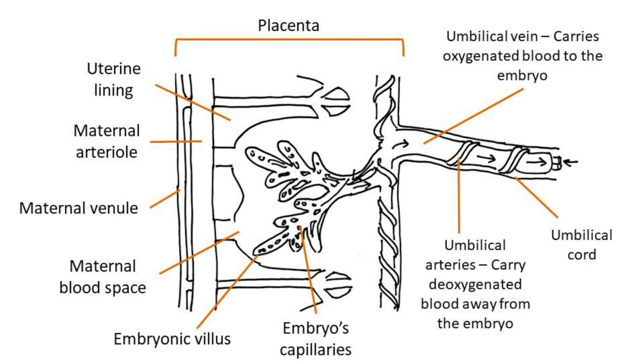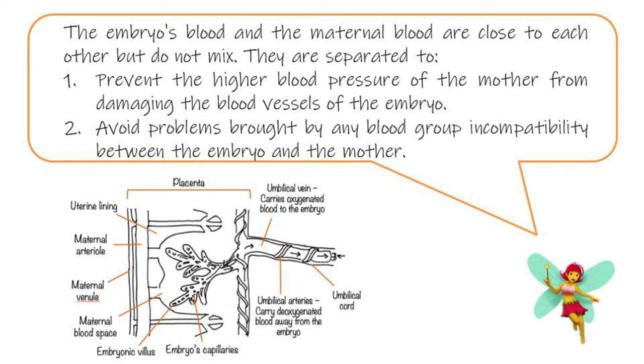Inside the embryonic villi of the placenta are the embryo's capillaries. The villi are extended into the maternal blood space within the uterine lining. The embryo's blood and the maternal blood are close to each other but do not mix. They are separated first, to prevent the high blood pressure of the mother from damaging the blood vessels of the embryo. Second, to avoid problems brought by any blood group incompatibility between the embryo and the mother.